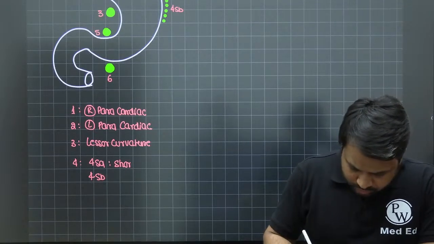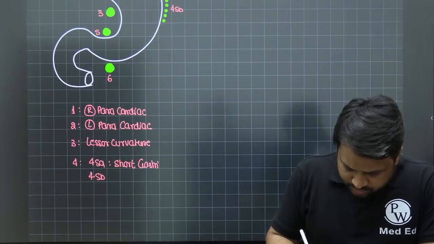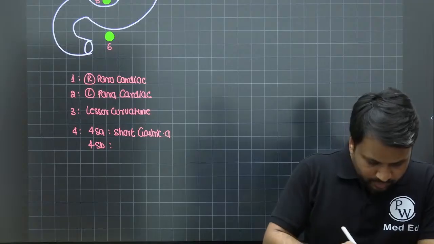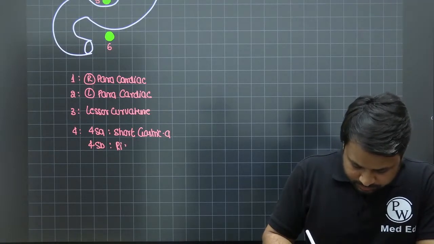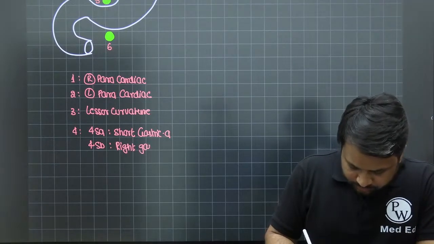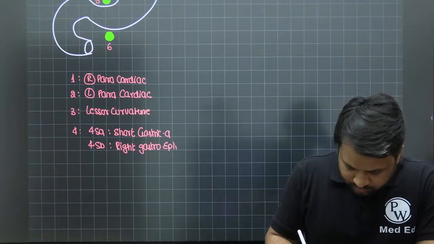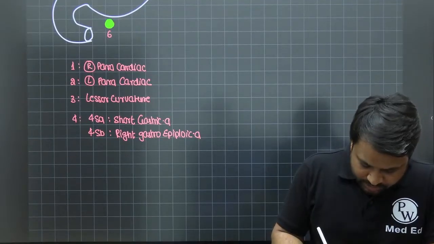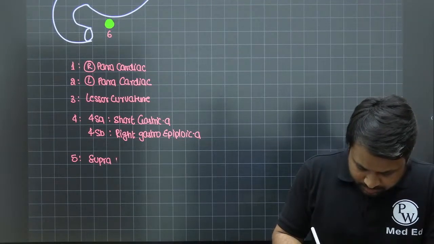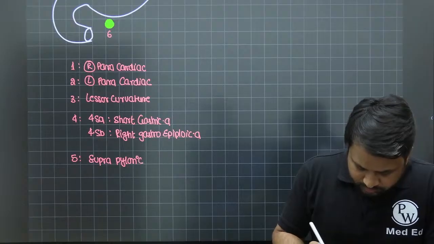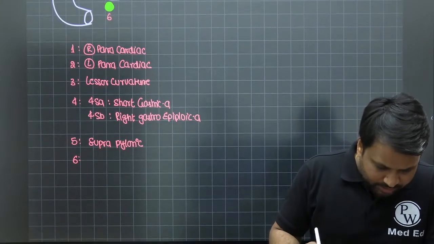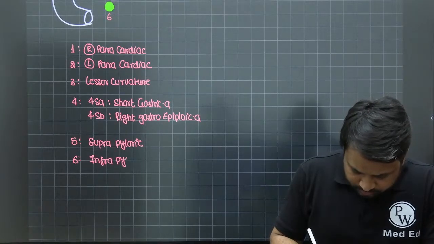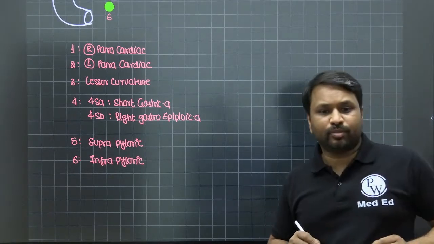On the short gastric artery. Another one is going to be with respect to the right gastroepiploic artery. Station 5 is suprapyloric, and station 6 is going to be your infrapyloric.